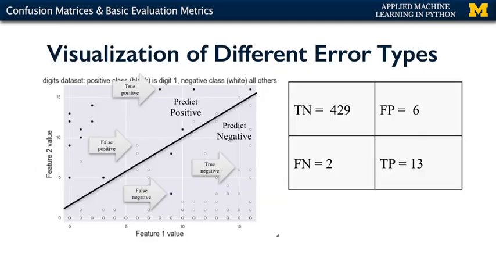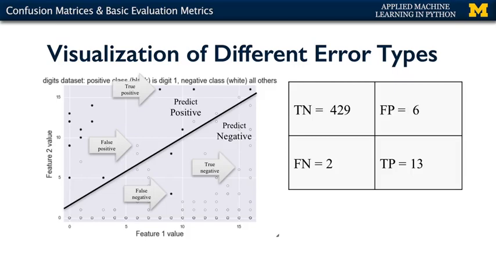Let's look at this classification result visually to help us connect these four numbers to a classifier's performance. What I've done here is plot the data instances by using two specific feature values out of the total 64 feature values that make up each instance in the digits dataset. The black points here are the instances with true class positive, namely the digit 1, and the white points have true class negative, that is, they're all the other digits except for 1.